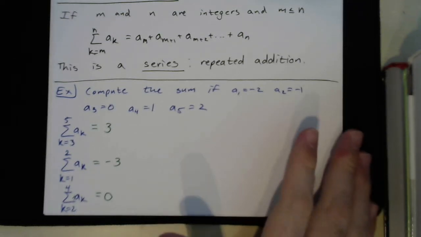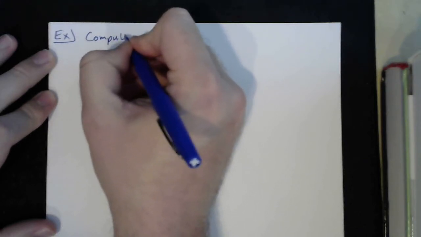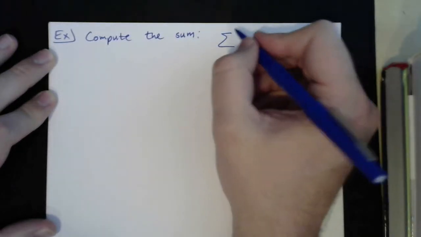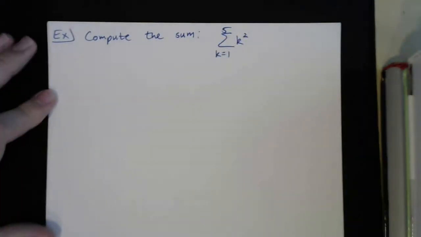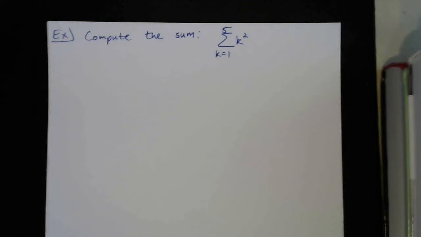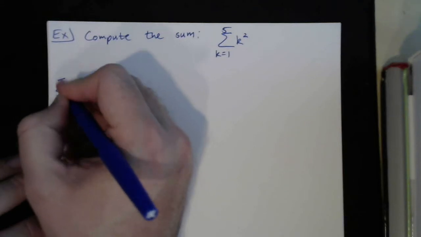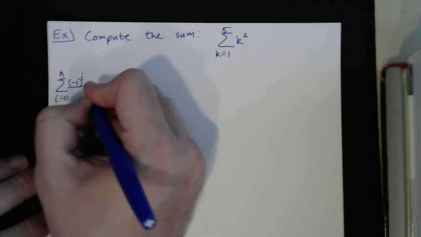Okay. So now, let's try another one. Again, you should be doing these on your own. So I would like you to compute the sum from k equals 1 to 5 of k squared. And then when you finish with that one, compute the sum from i equals 0 to n of -1 to the i over i plus 1.